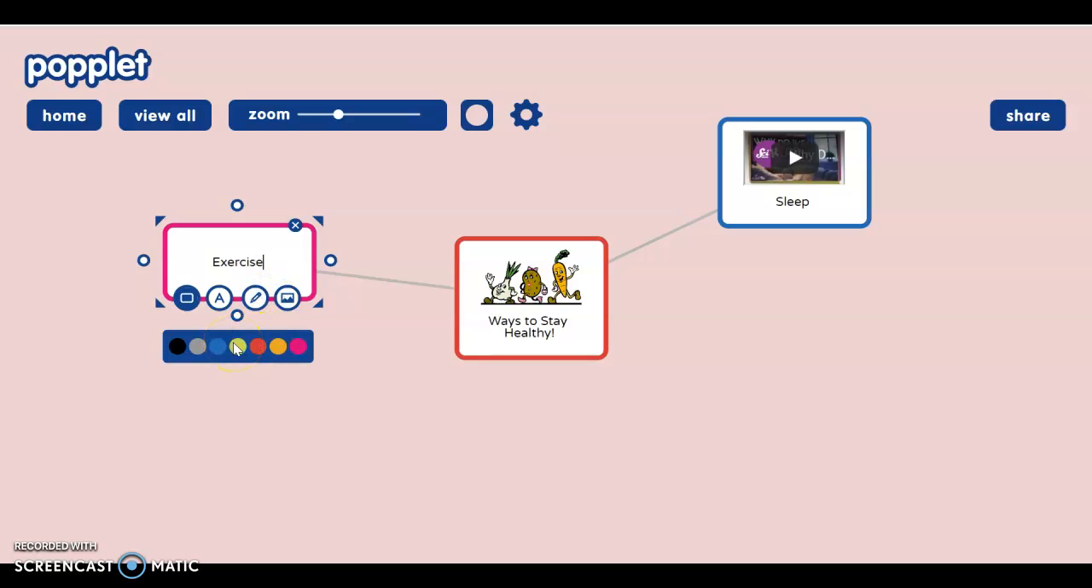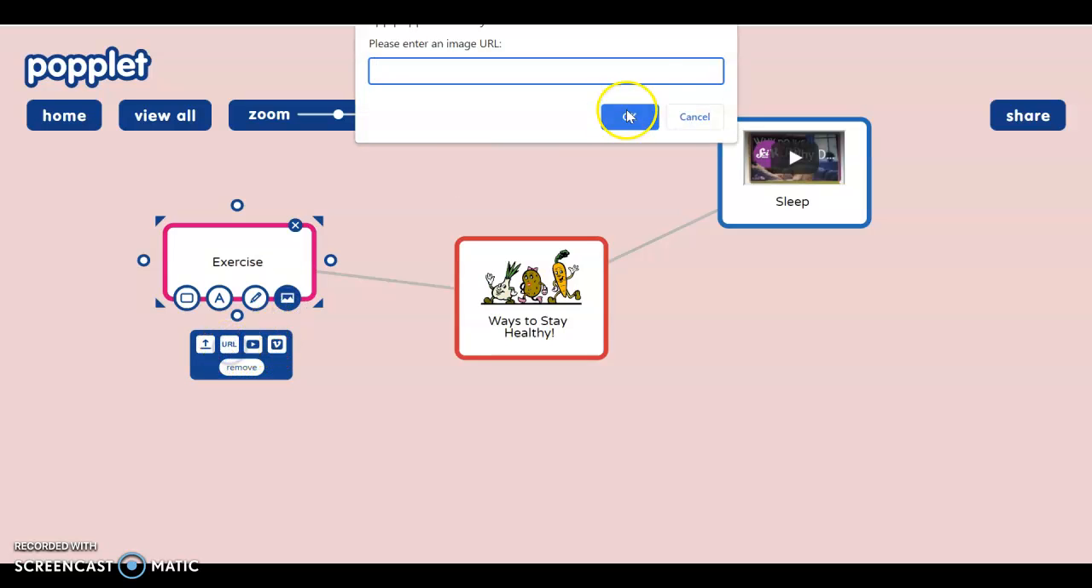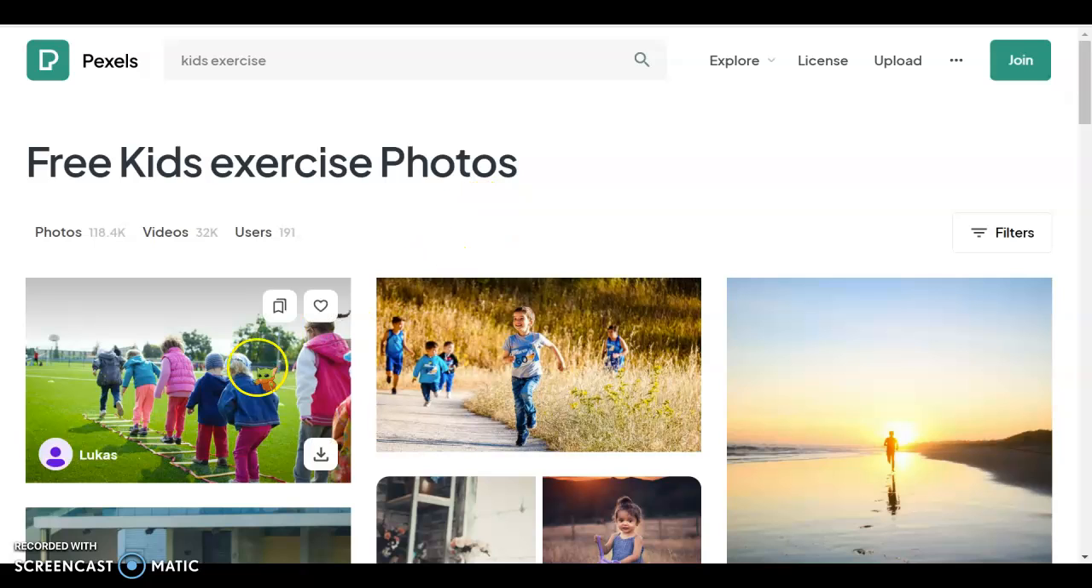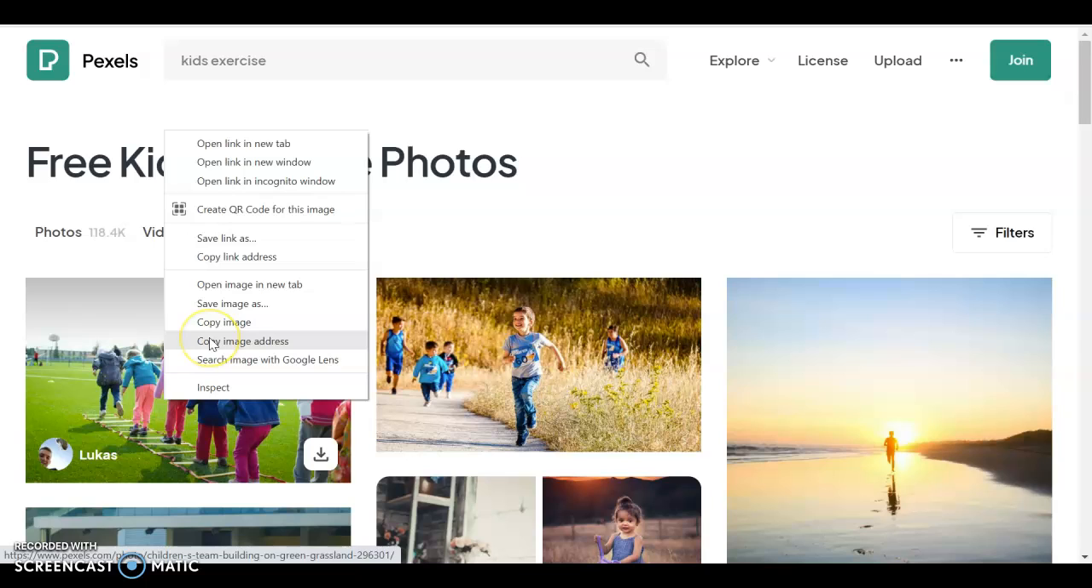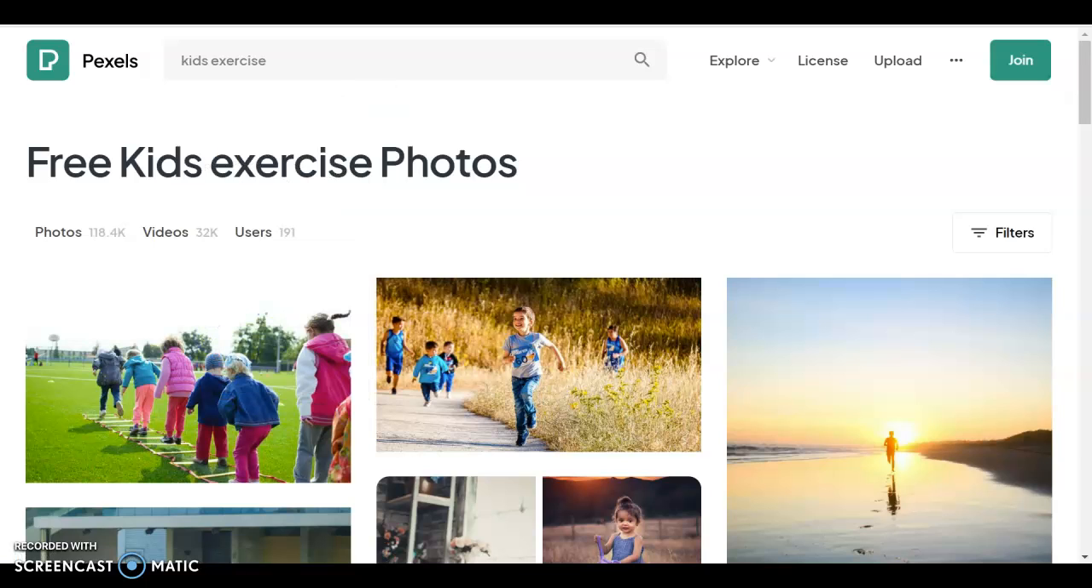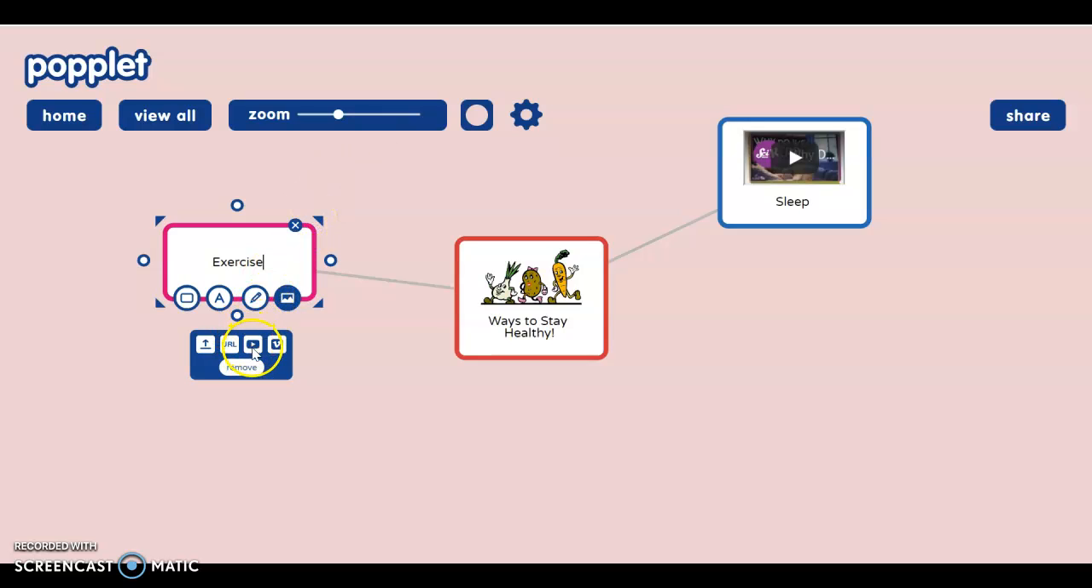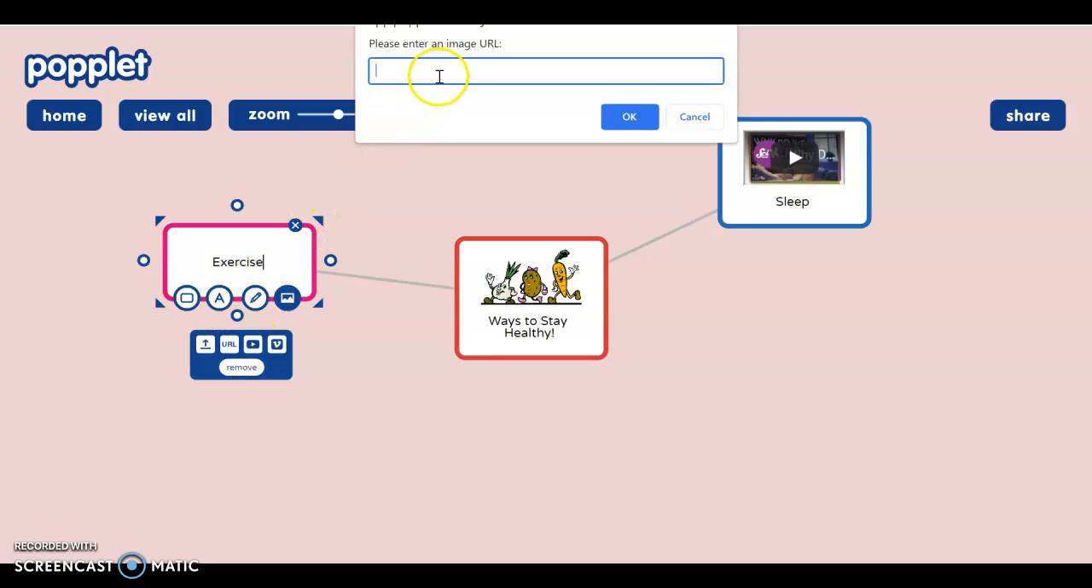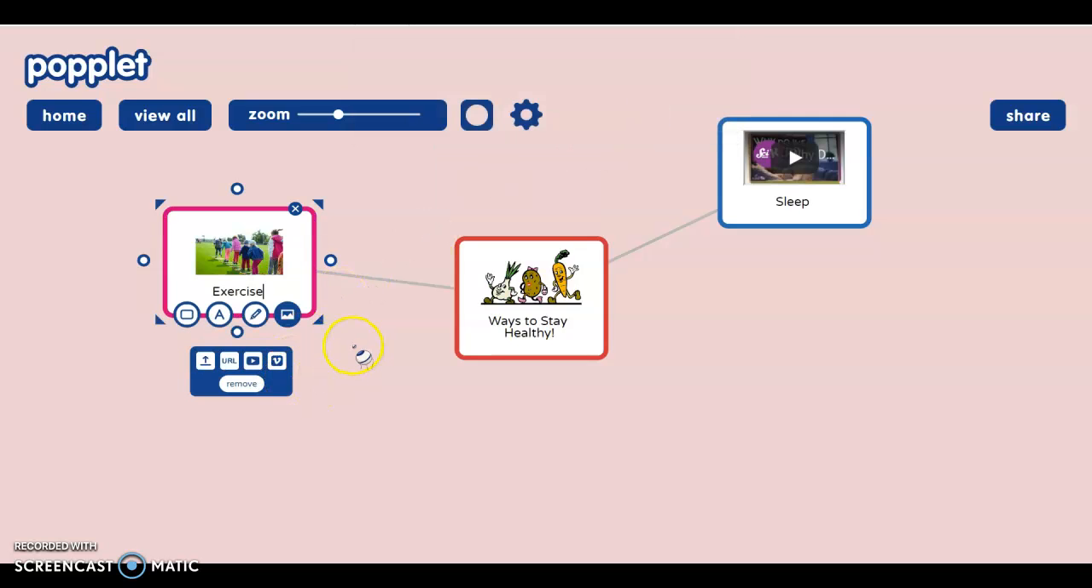And for this one, I'm going to add a URL. So what I've done is I've already gone through and found some free images. So I'm going to copy the image link and then place it in the URL image. And there is my image. And then I would go around and add different information about exercising and staying healthy. And then you can just keep on adding.